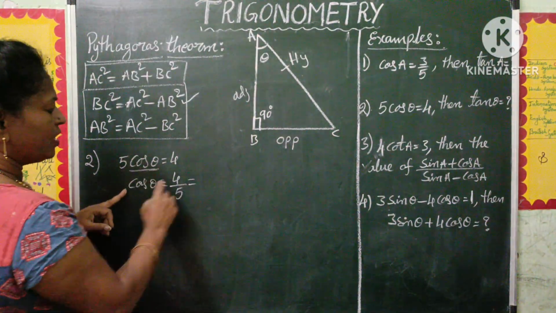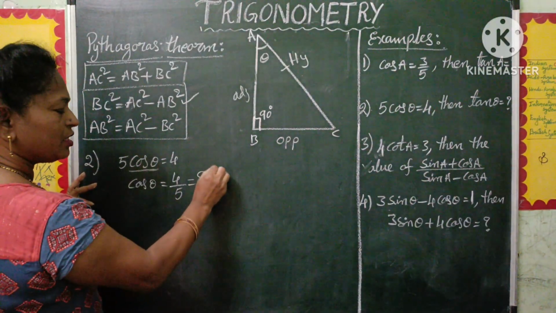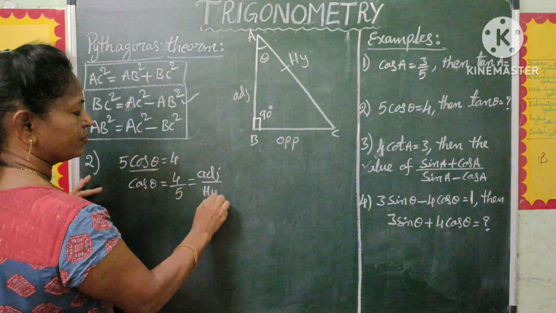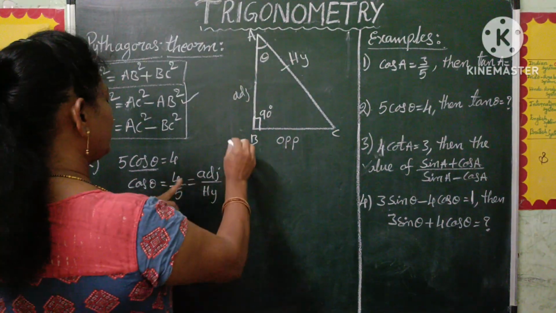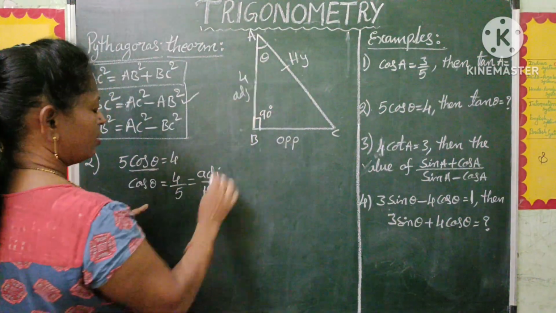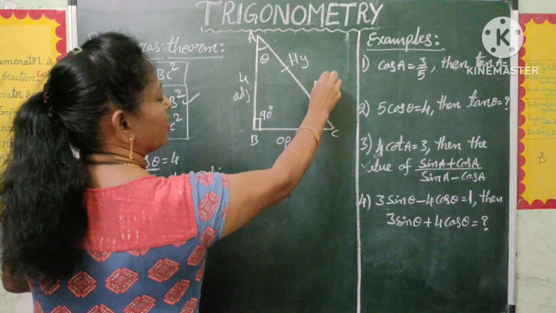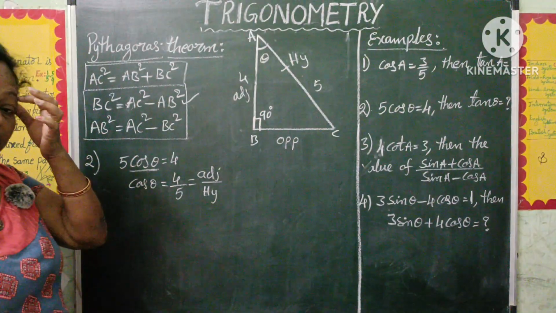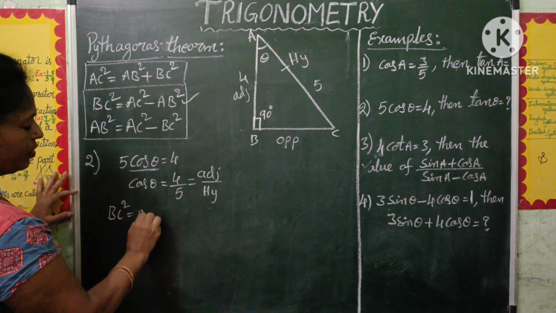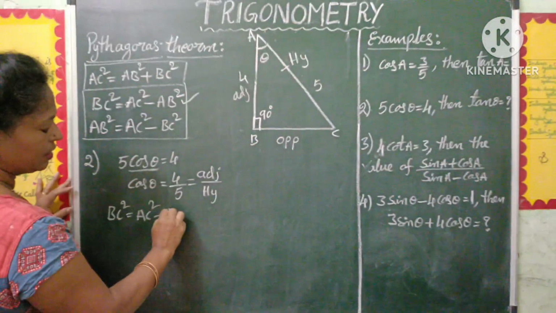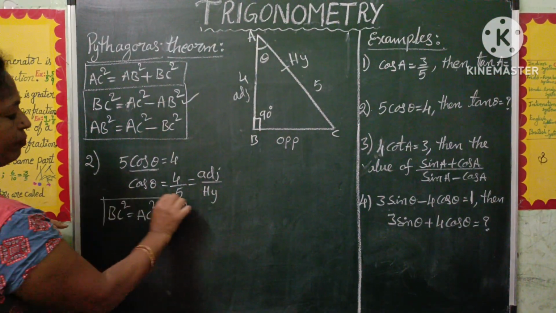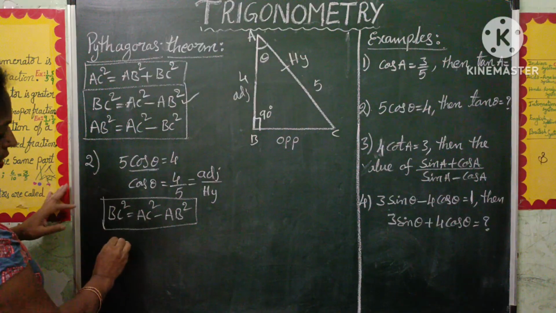What is the cos theta ratio? Adjacent by hypotenuse, yes or no? So adjacent here is 4, so it is 4. Hypotenuse is 5. What do we need to find out? BC. Again we have to use the formula BC square equal to AC square minus AB square. This only we have to use there. Now substitute the values.